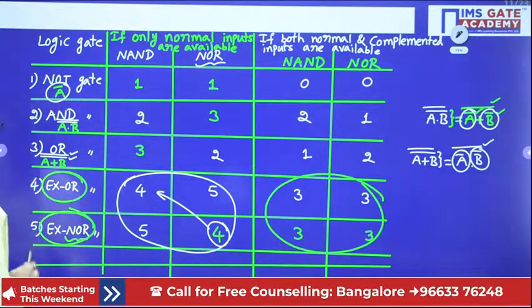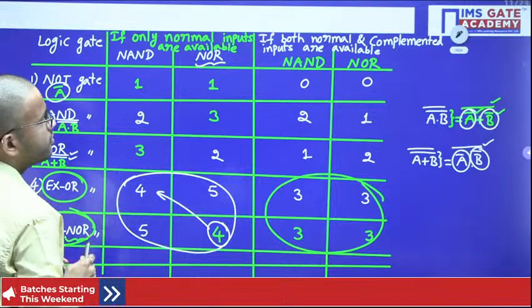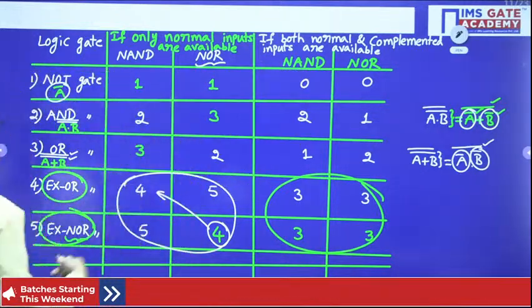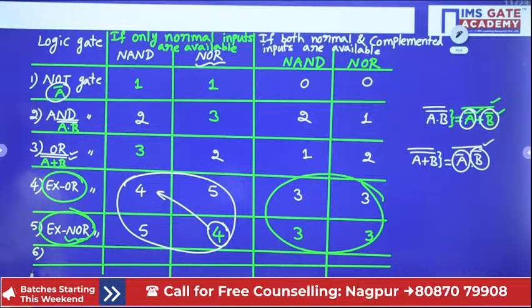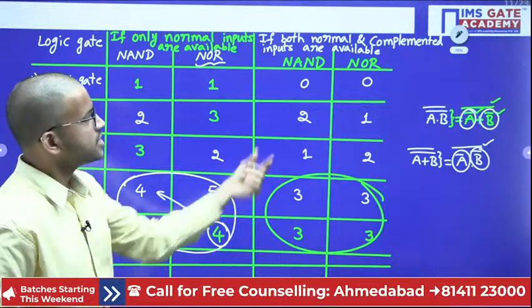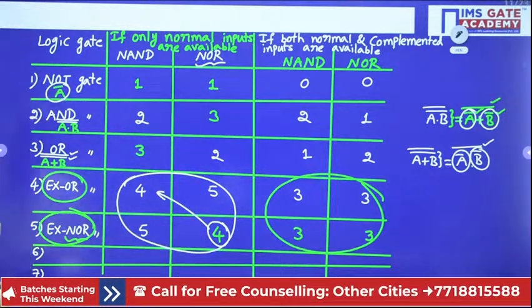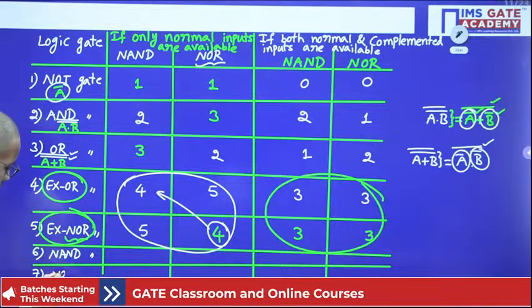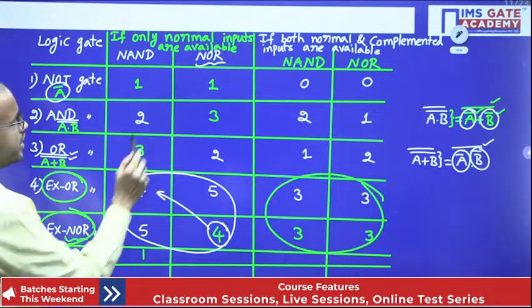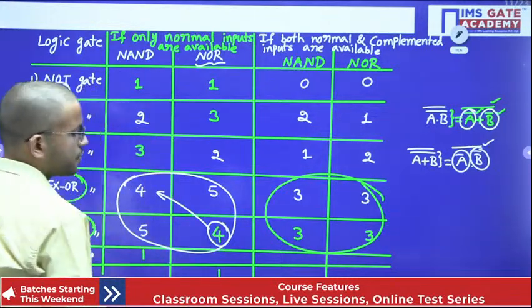Let us proceed just for understanding purpose, whatever NAND gate and NOR gate we have considered. But up to here it is more than sufficient from the GATE exam point of view. Just for practice, I am considering these 2 gates also once again: NAND gate and NOR gate. Obviously, NAND gate implementation by using NAND, 1 is sufficient. NOR gate implementation by using NOR, 1 is sufficient, right?